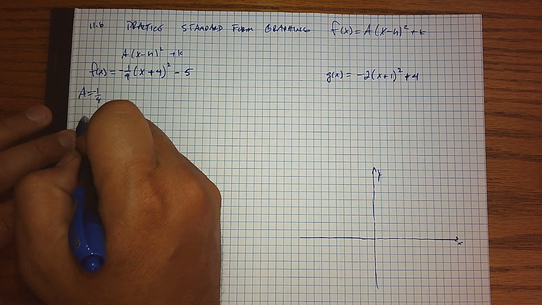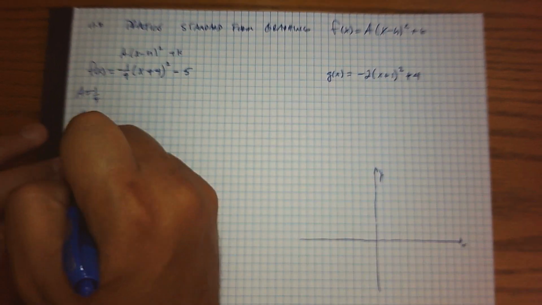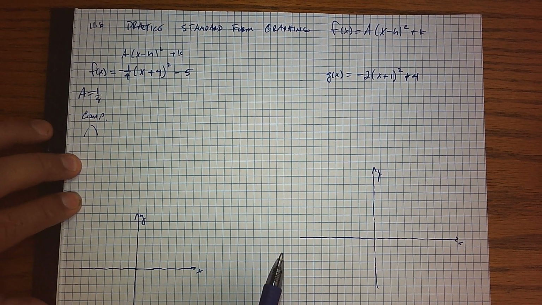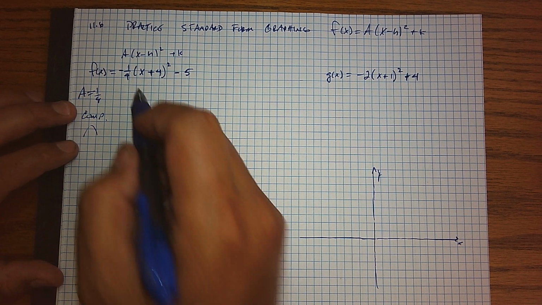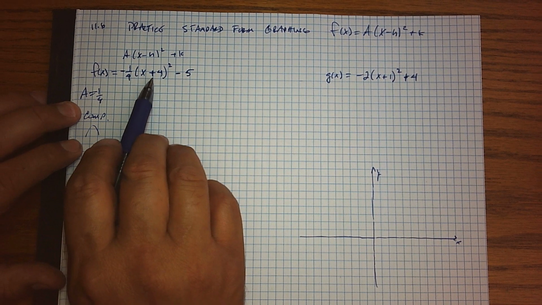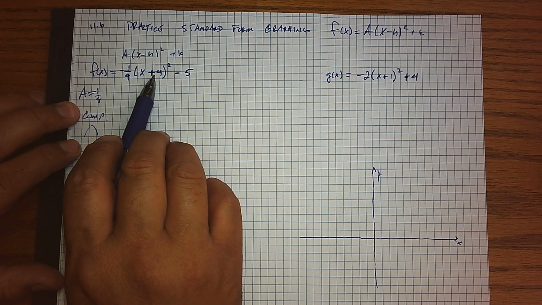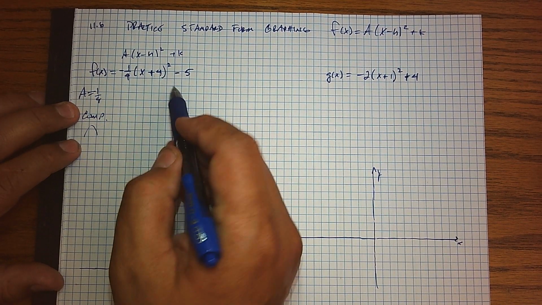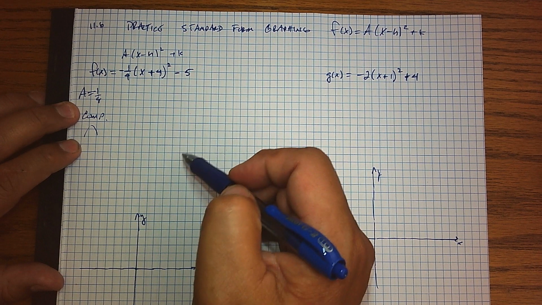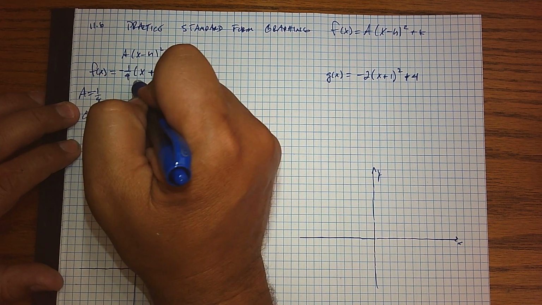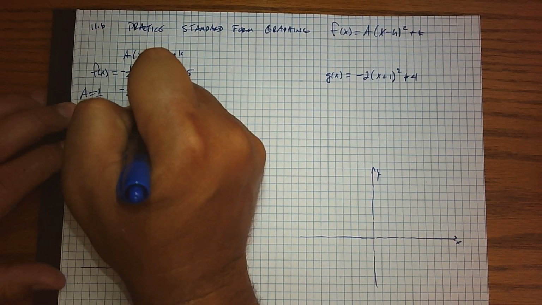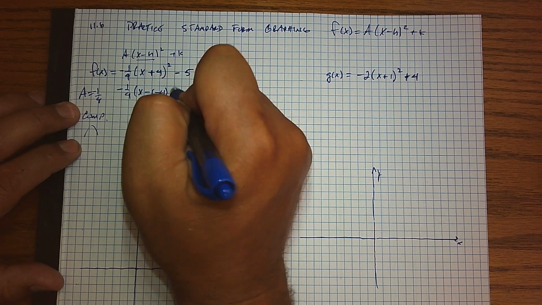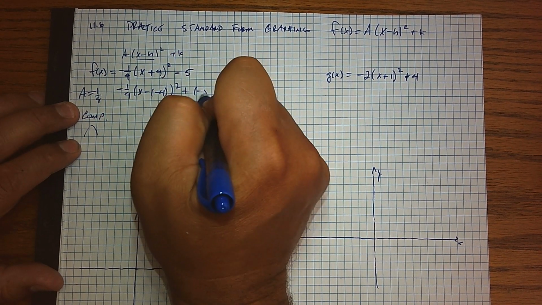So this tells us we're going through a compression and we're going to be flipped downwards. So our vertex is now going to be serving as a high point. Where is the vertex? Well, if you think in terms of transformations, we're adding 4, so we're shifting to the left 4, and we're subtracting 5, so we're shifting down 5. If you match the formula, I need a subtraction statement here. So we can rewrite this as -1/4 (x minus -4) squared plus -5.